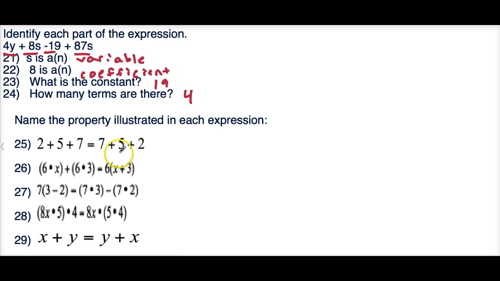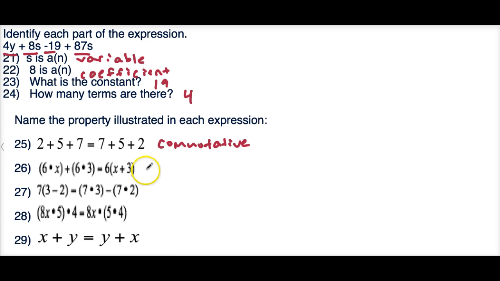All right. Next one, I apologize for the graphics, but I just couldn't copy and paste very easily, so that's just what we've got. So name the property illustrated by each expression. So this one we're dealing with the commutative property because it's the same numbers, they're just in a different order, and that's what you're allowed to do with a commutative property. So commutative property.